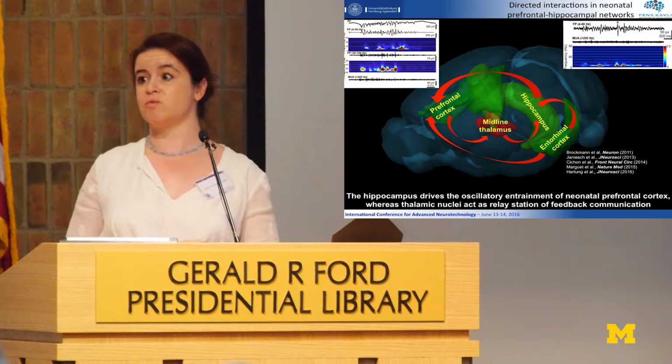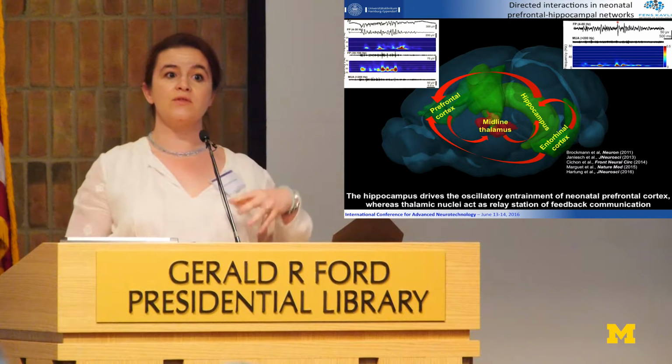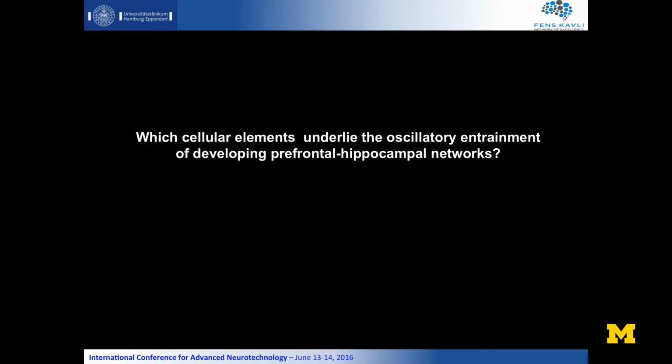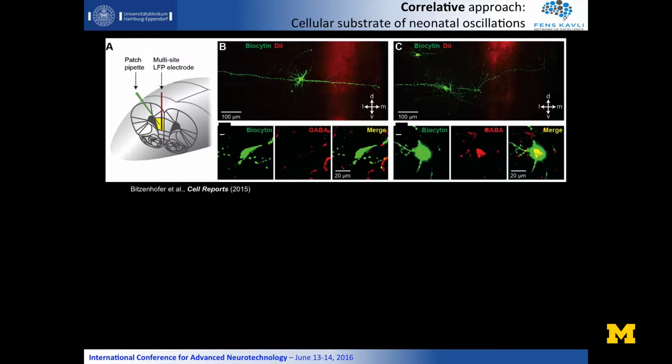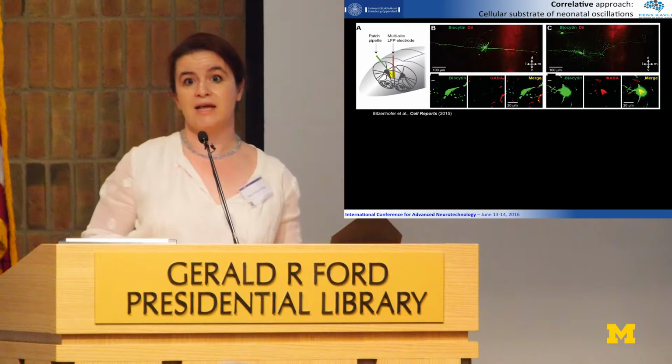What is a cellular substrate? Which are the neurons that contribute to this prefrontal hippocampal coupling? And how does this network entrainment look? To answer this question, we started firstly with what I call a correlative approach. We performed in these neonatal animals simultaneous local field potential recordings using the previously introduced multi-site recording electrodes, in all possible configurations designed together with NeuroNexus or with a standard configuration that we could get from NeuroNexus. And we did this simultaneously with patch clamp recordings in vivo from these neonatal animals.